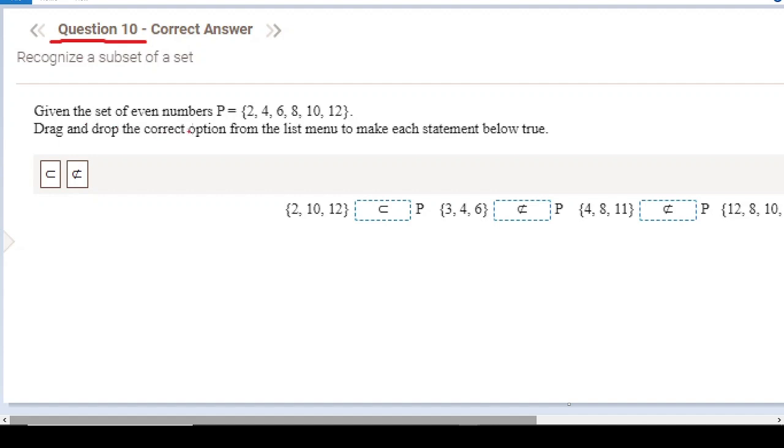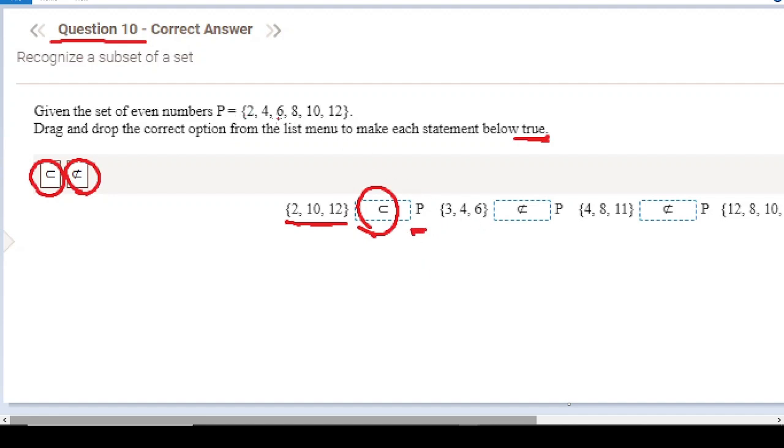Given the set of even numbers B, it has the set of numbers 2, 4, 6, 8, 10, 12. Drag and drop the correct option from the list menu to make each statement below true. Now the options are subset and not a subset. Let's say here the first set is 2, 10, 12. It is contained in B, which means it's a subset of B. That's right.